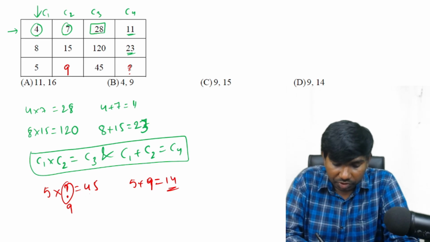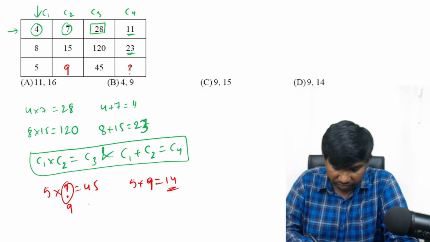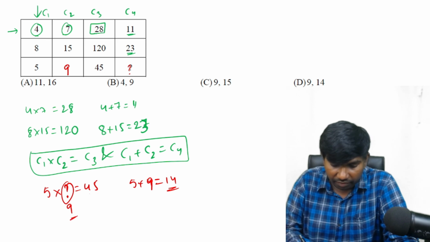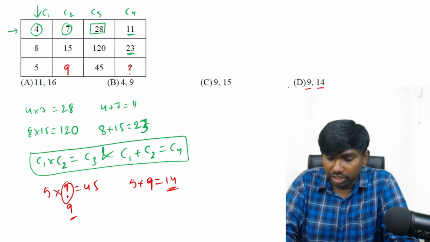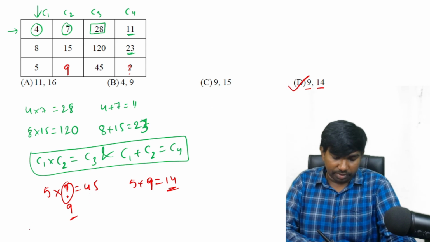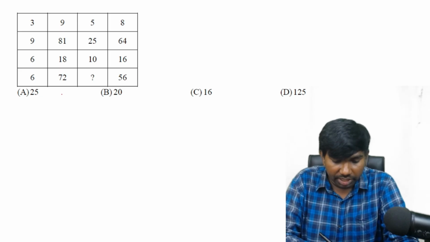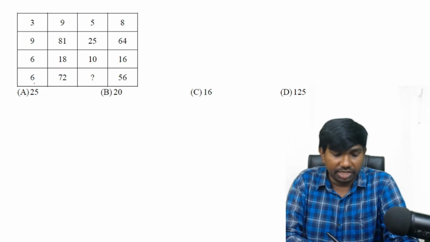So there are two question marks and we need to fill up both of them with which answers? 9 and 14. Option D is the correct answer. Next question. Sorry, there is another chart given.